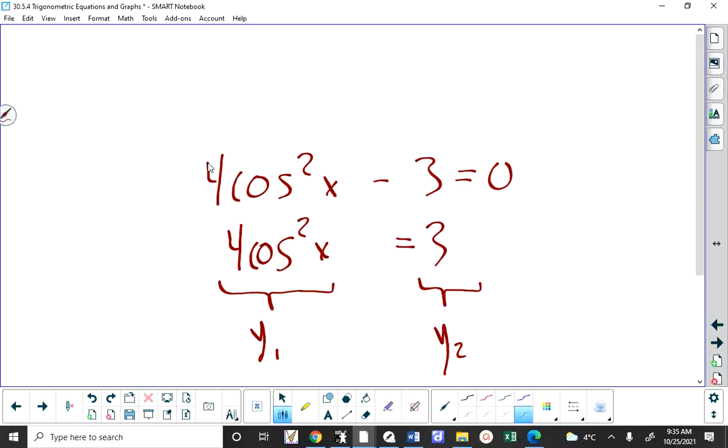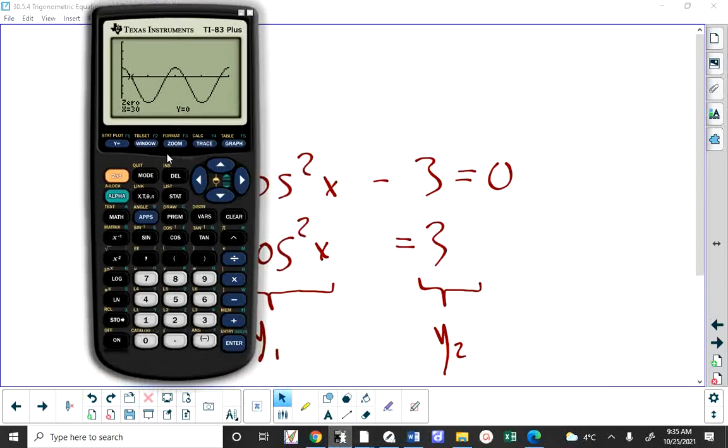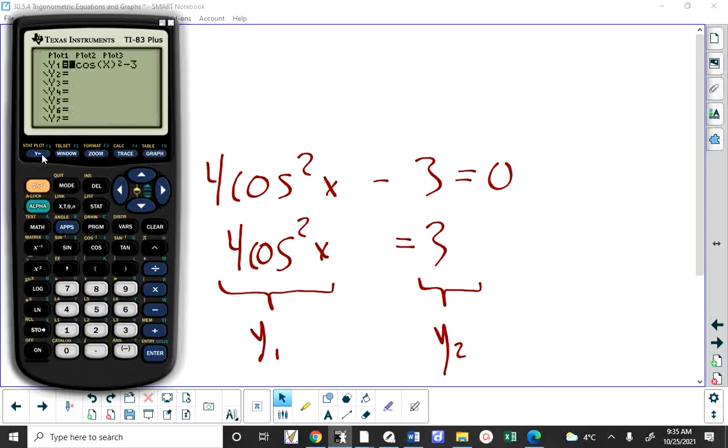Let me do it this way, and then I'm going to explain why I prefer this. So my first function is just 4 cos squared of x. When you do it this way, you want to be careful not to rearrange it too much. The reason is if I start rearranging too much to get two different functions, I run the risk of making a mistake.